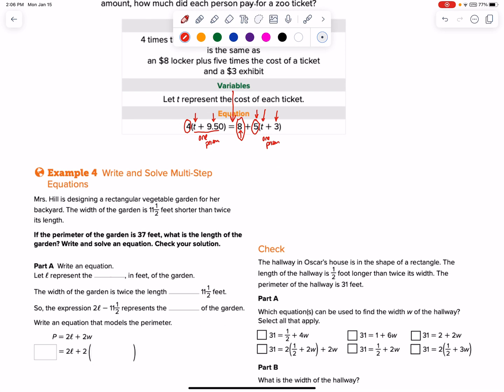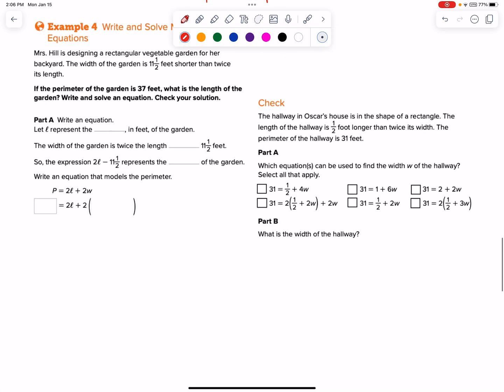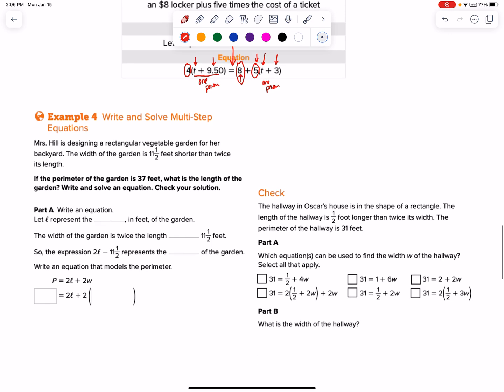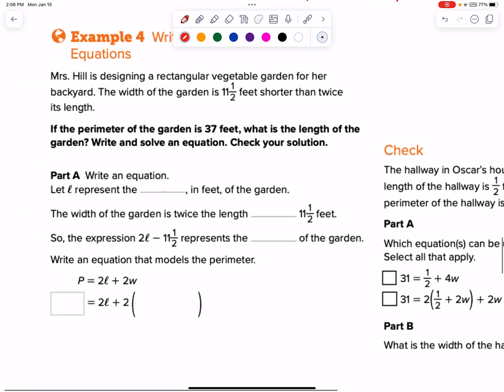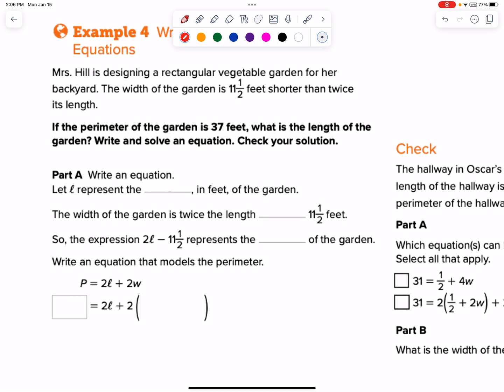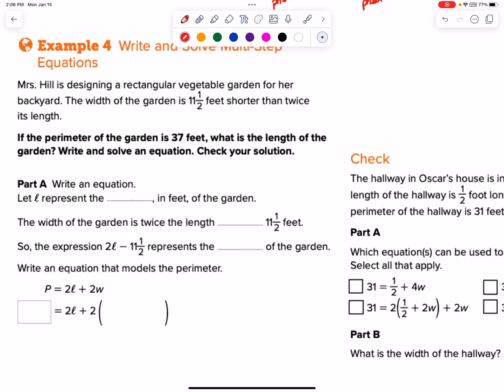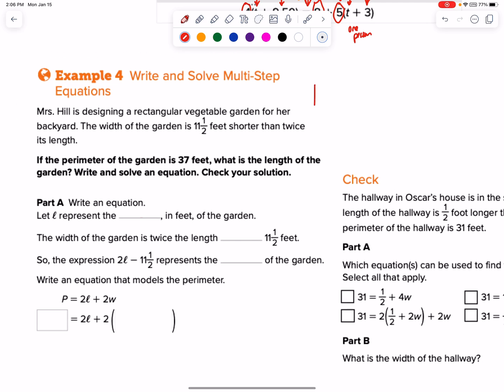Let's go ahead and actually practice some of the work down here. So here's some other situations you'll run into. Mrs. Hill is designing a rectangular vegetable garden for her backyard. The width of the garden is 11.5 feet shorter than twice its length. So it's a lot of wordage there that you have to problem solve. I always like to draw some sort of a picture here.